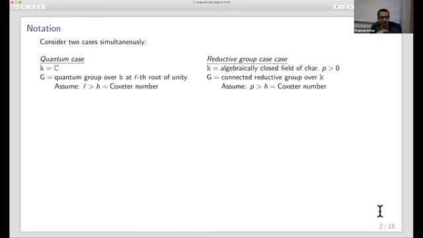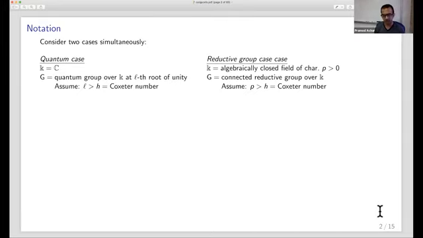So here's the setup. This bold-faced letter K is going to be the ground field in both cases. In the quantum case, it's the complex numbers. In the reductive group case, it's algebraically closed and of positive characteristic. I'm going to have some slightly unusual notation. This letter G might be either a quantum group or a reductive group. So you have to get used to the idea that G might be a quantum group, and when it is, it's a quantum group over the complex numbers at an Lth root of unity.